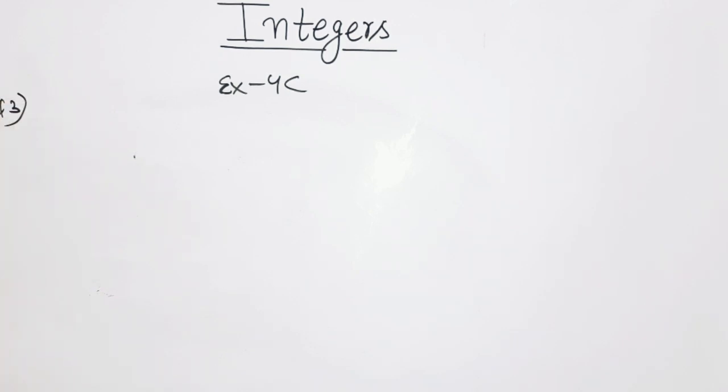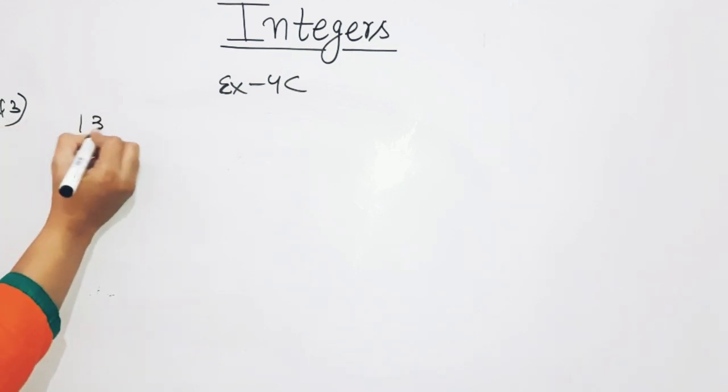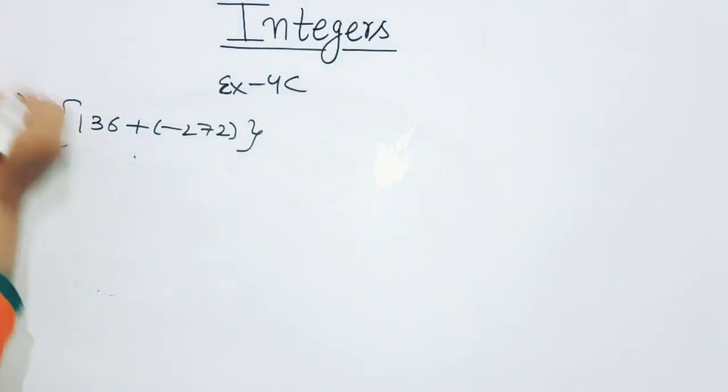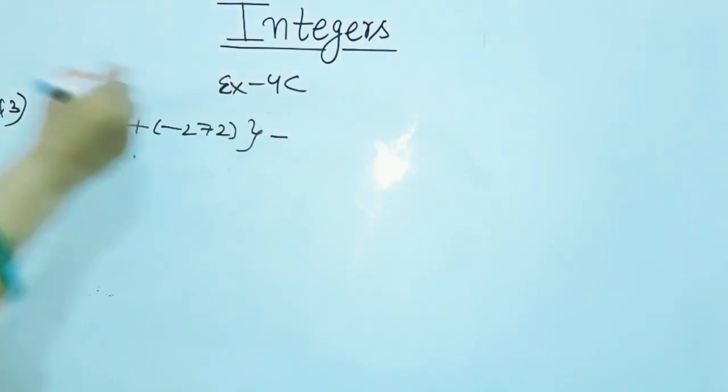Question number 3 says: subtract the sum of minus 250 and 138 from the sum of 136 and minus 272. So you have to catch the terms given in the question. After from, what is given? After from is given the sum of 136 and minus 272. This portion is given after from, that is why it is going to come first.